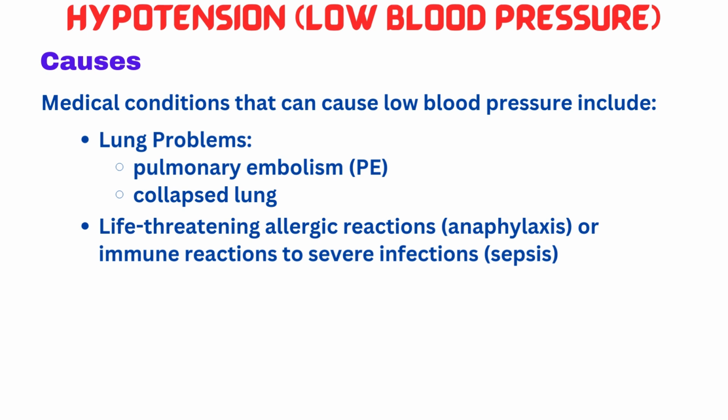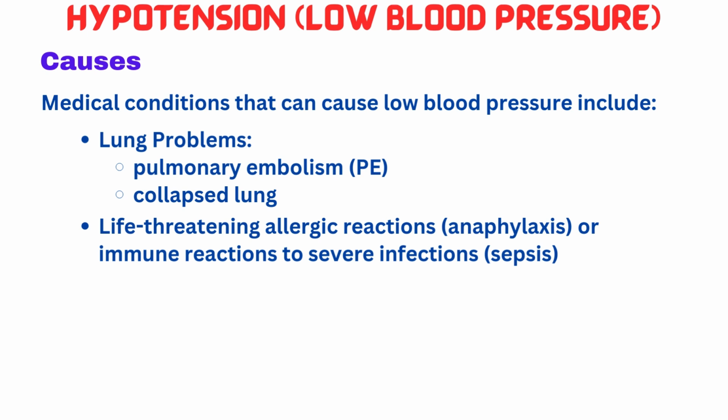Life-threatening allergic reactions or immune reactions to severe infection, that is sepsis, can also cause hypotension. Anaphylactic shock is an allergic reaction that can lead to death. It can happen in people who are highly sensitive to drugs such as penicillin. It also can happen after eating certain foods or being stung by a bee or wasp. Symptoms of a severe allergic reaction include a sudden and large drop in blood pressure.